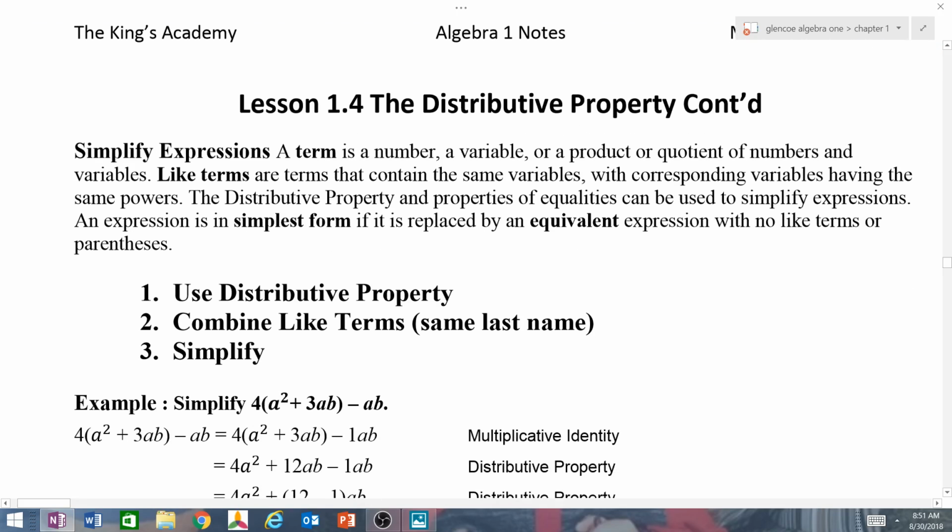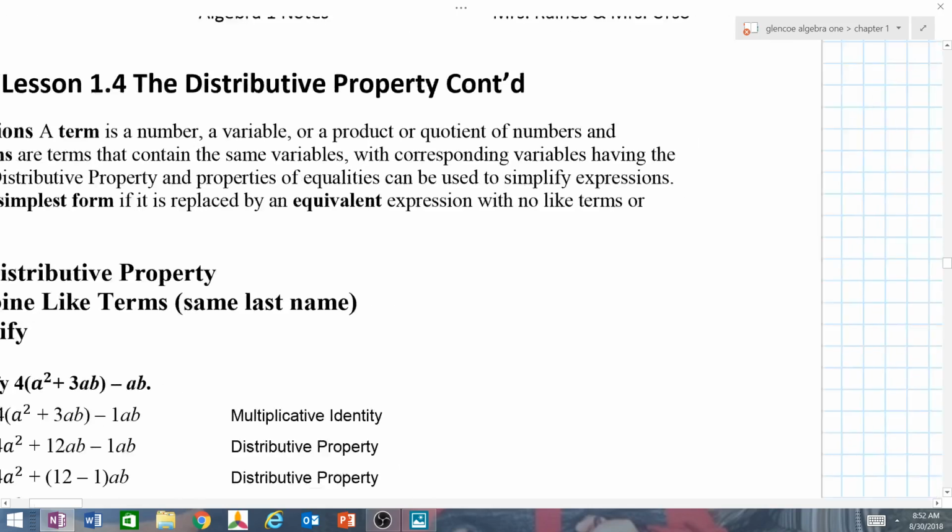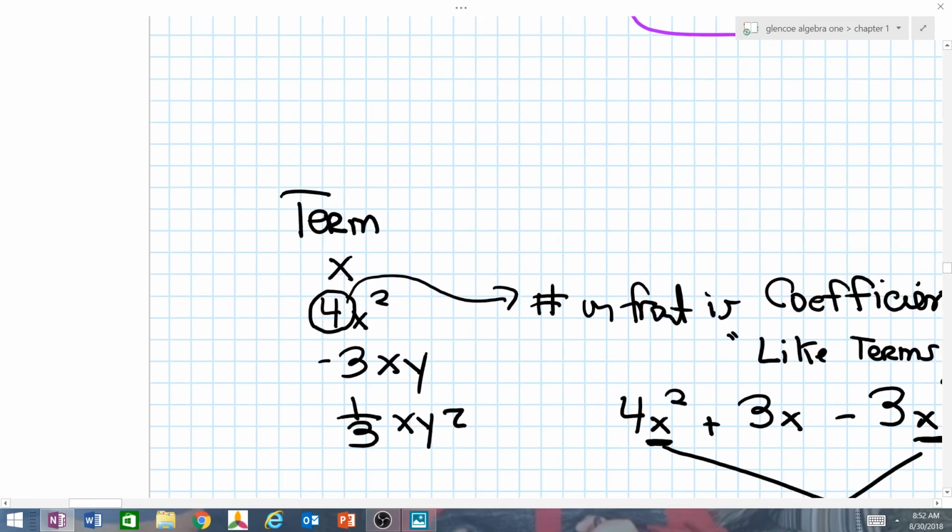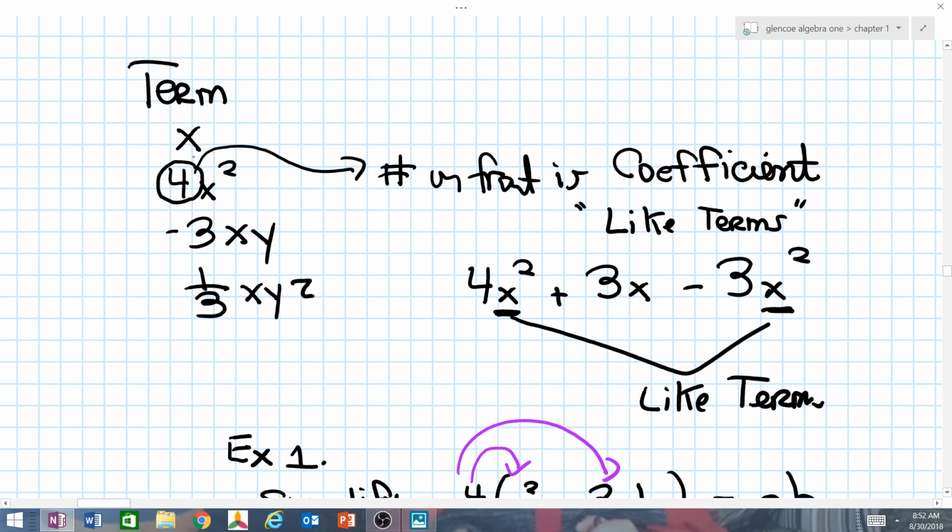The distributive property continued. Remember, let's take some definitions here, what a term is. A term could be a variable by itself, the product of a number and a variable. It could be positive or negative. It could be the product of something like negative 3xy. It could be the quotient of 1/3 xyz, or it could just be a number. Remember, when looking at a term such as 4x squared, the number in front of the variable is called the coefficient. The x squared is our variable part.